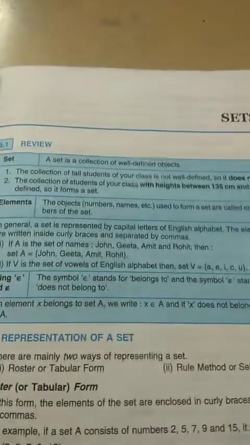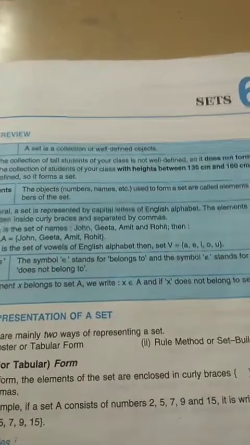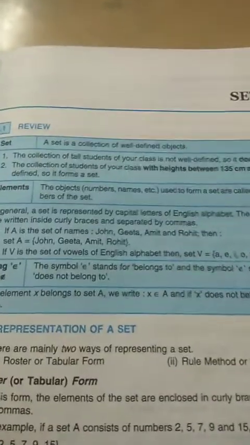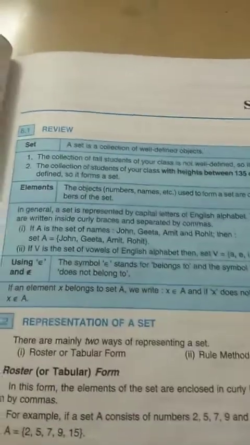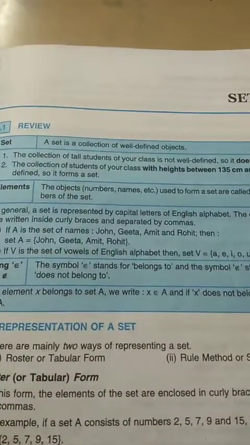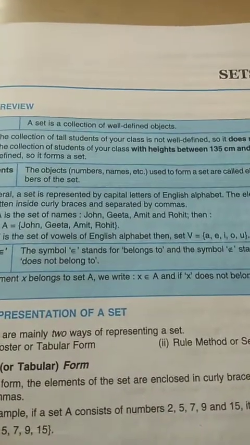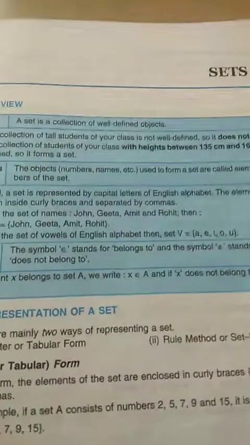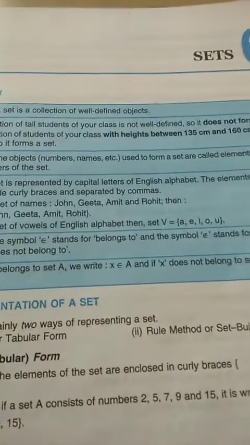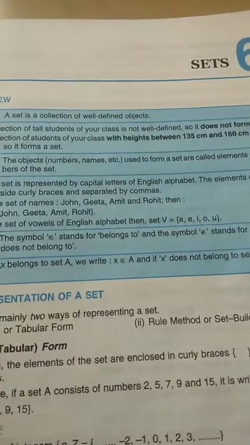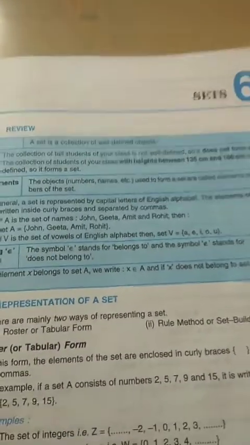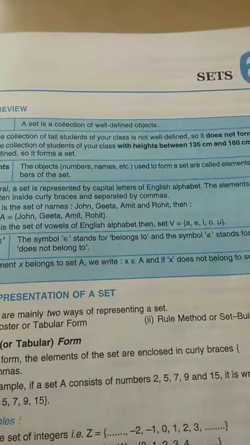A set is a collection of well-defined objects. Now what do we mean by well-defined object? In the book the example is given, the collection of tall students. If I say collection of tall students, it will not be a set because I have not defined my words. I have not defined what I have said. So a set is a collection of well-defined objects.